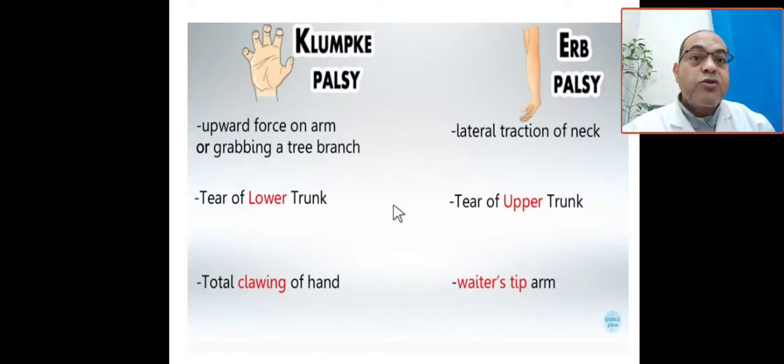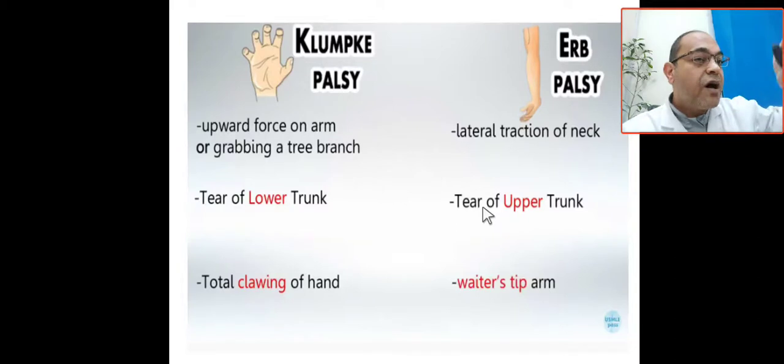The tear, the site of the lesion, will be the lower trunk, C8 and T1. The site of the lesion or the tear in Erb's will be the upper trunk, C5 and C6. It can also be associated with C7, the middle trunk, which will be associated with scapular winging.